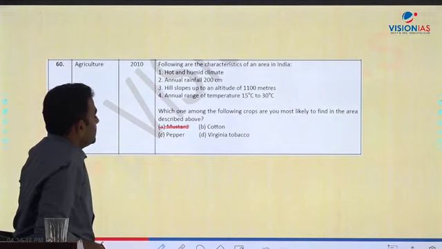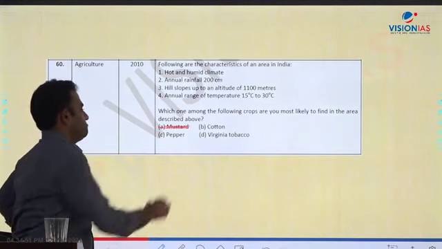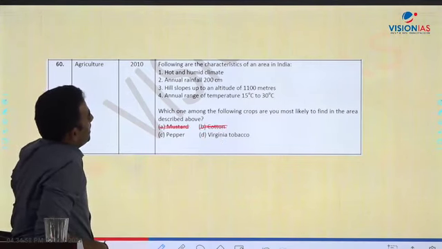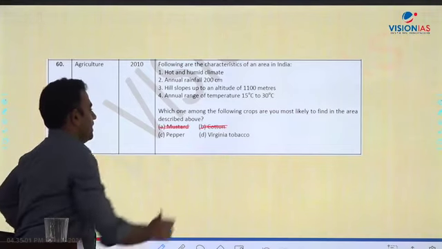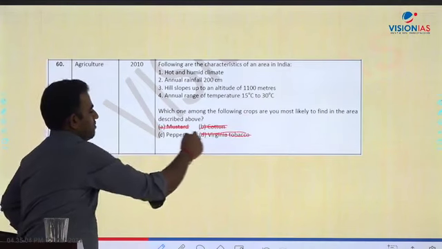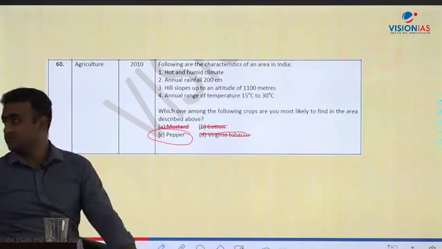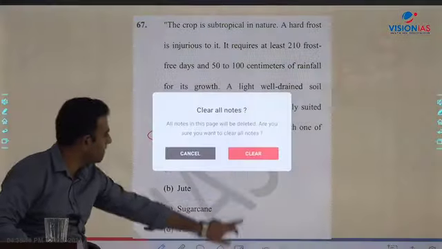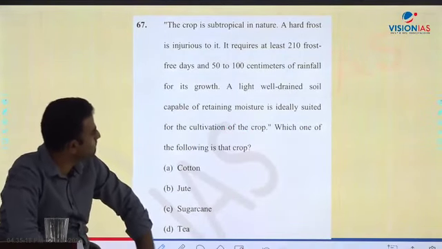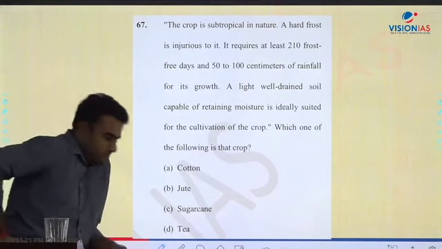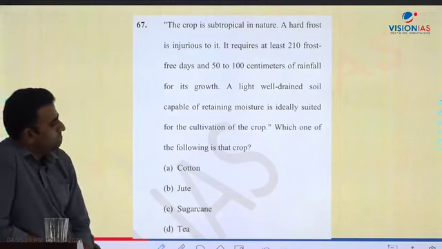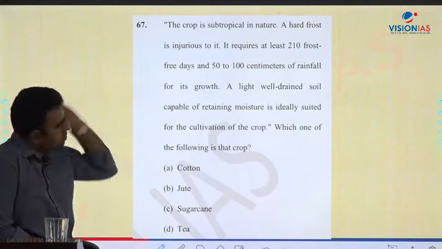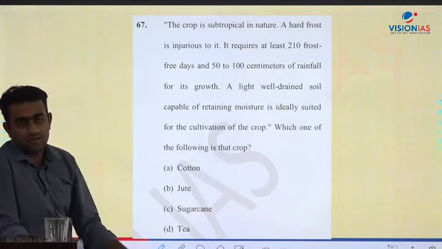Annual rainfall of 200 centimeters, cotton does not need that much. Hill slopes up to an altitude of 1100 meters, annual range of temperature is 15 to 30 degrees. 200 centimeter also eliminates tobacco. You are left with only pepper. Easy. Tell me the answer. If you remember exactly what we have discussed, the tables we made, if you remember them fully, you can solve all of these questions. None of it is going to be difficult for you.